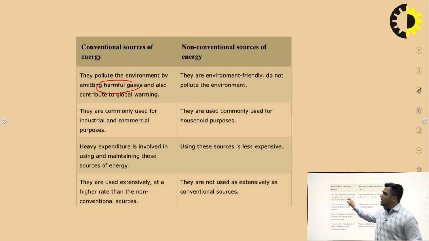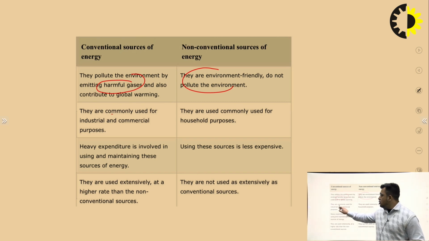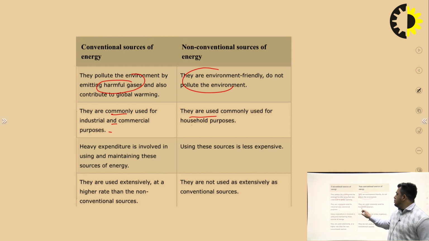You can say conventional energy sources are harmful for the environment, but non-conventional energy sources are environment friendly. Conventional sources are used for industrial and commercial purposes, but non-conventional are only used for household purposes. These are certain more differences between the conventional and non-conventional energy sources. So this has been asked frequently for 2 marks. Sometimes it can be asked for 7 marks also, the difference between conventional and non-conventional energy sources.